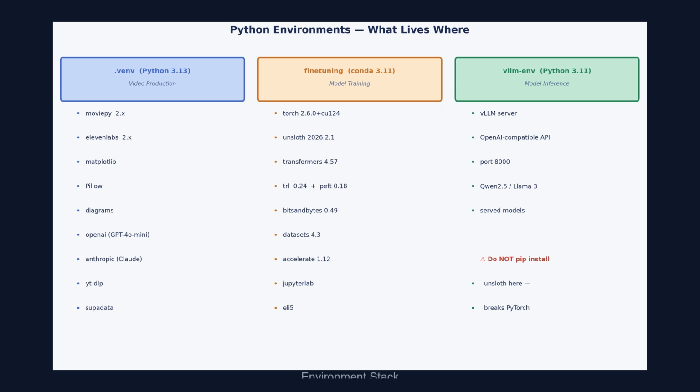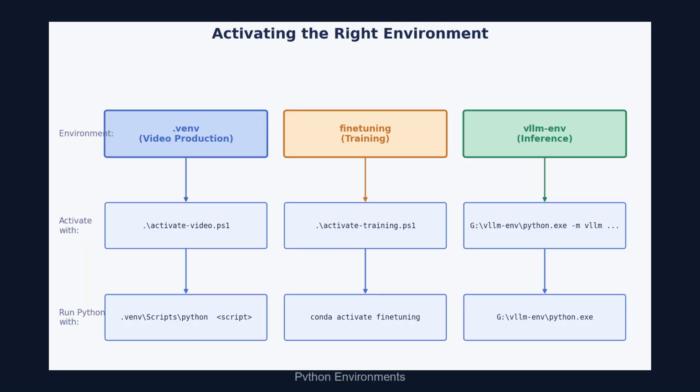One critical rule: the two libraries have conflicting PyTorch requirements, and mixing them breaks the inference server. Keep them isolated and you'll never have to untangle a dependency conflict. Each environment has a dedicated activation script, so you never have to remember long conda or venv commands.